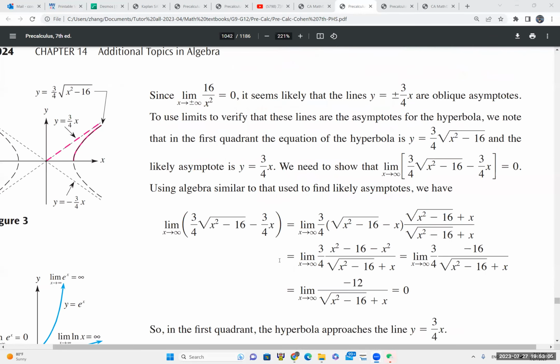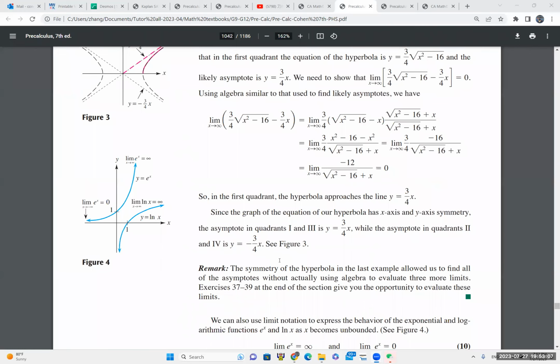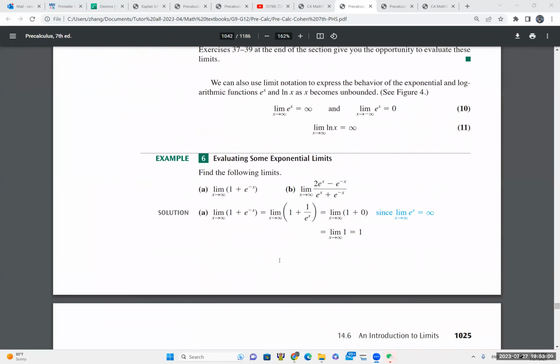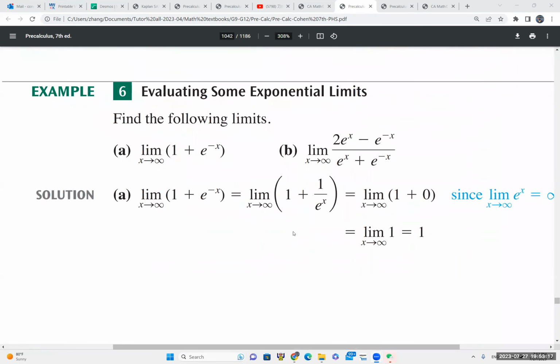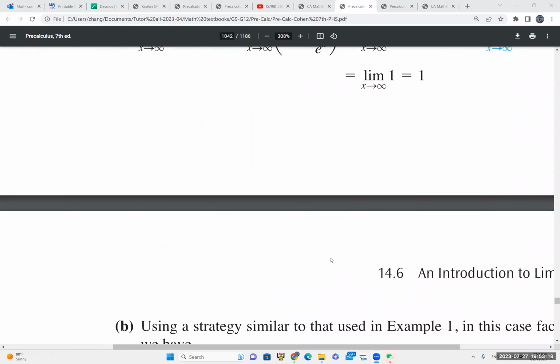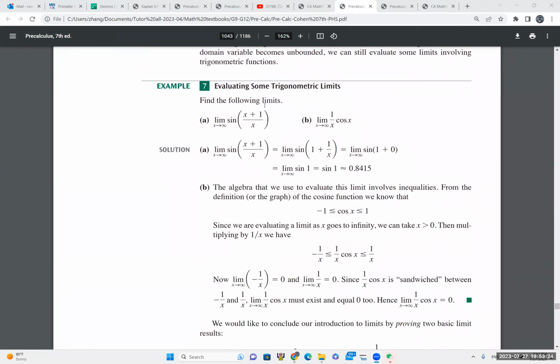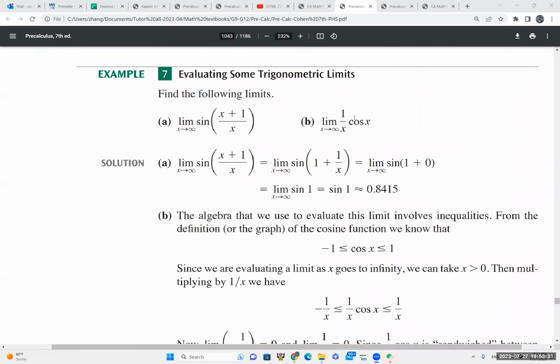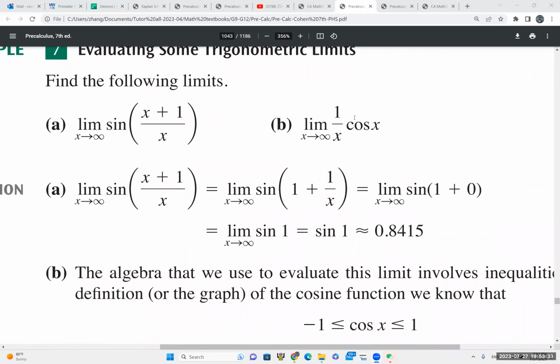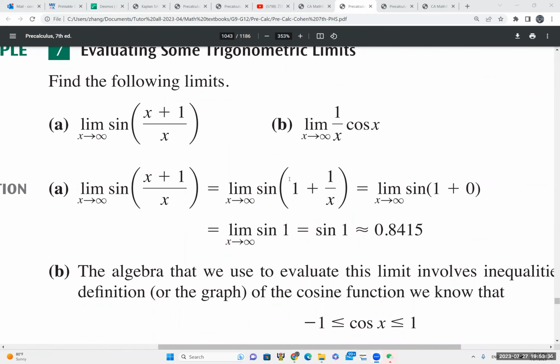Yeah, anyway, if you want some exponential limit... Okay, find the following limit. This one is something interesting, especially part B.